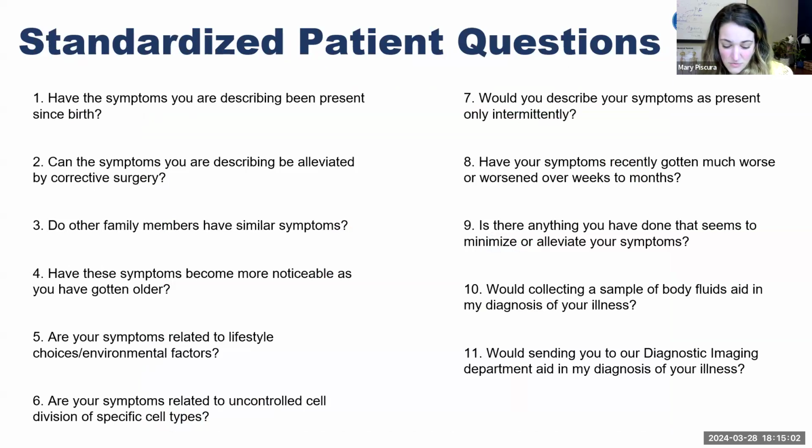Also seeing 11, would sending me to diagnostic imaging aid in my diagnosis of the illness? And I think that would probably help me. All right, 4, have these symptoms gotten noticeable as you've gotten older? Yes. And finally, 8, have they gotten much worse or worsened over weeks to months? And I'd say yes to that one too. So that's our 4 questions for there.